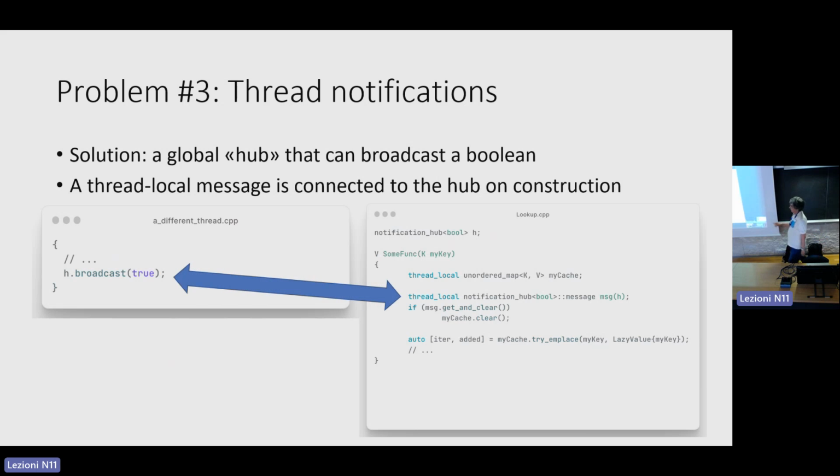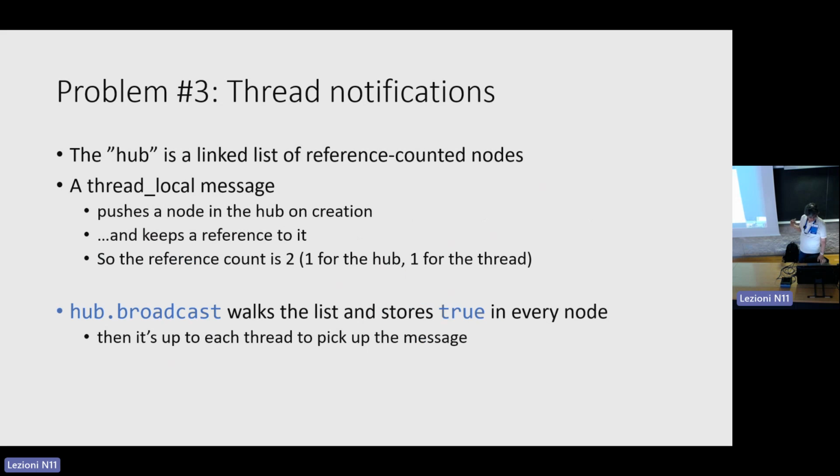On the other side, there is another thread somewhere else that says hub, broadcast the message through to everyone. Okay. Nice, isn't it? The hub is an atomic linked list. And so the only conceptual difference is that the nodes in this list are reference counted. They have a reference count of 2, because one is the node inside the list, and one is the local reference to the node owned by the thread, the message. Basically, the message is just like a pointer to one node of the list.